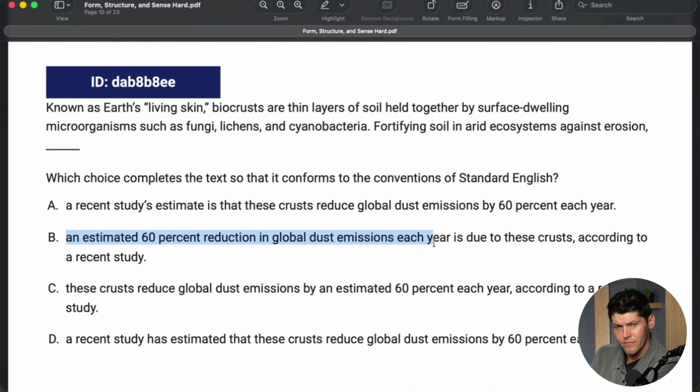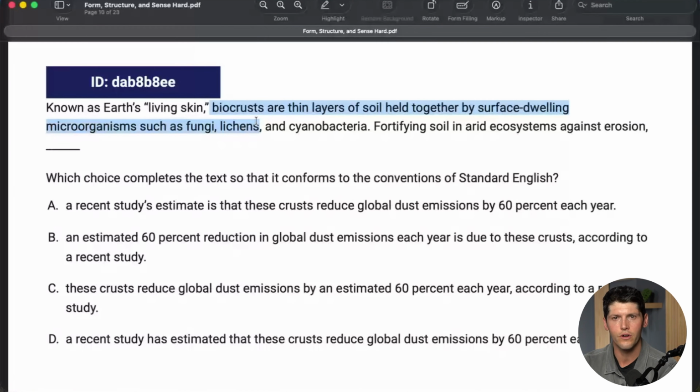Well, maybe a little of the context would help you there, but at the very least you can say that doesn't sound like the kind of thing that fortifies soil. How about these crusts? Well, what are these crusts? The previous sentence lets us know, so maybe a little context would be at least helpful at this point. And these biocrusts, as mentioned in the previous sentence, hold together stuff in the soil. So that definitely sounds like the kind of thing that is fortifying the soil against erosion. So C is probably the right answer.